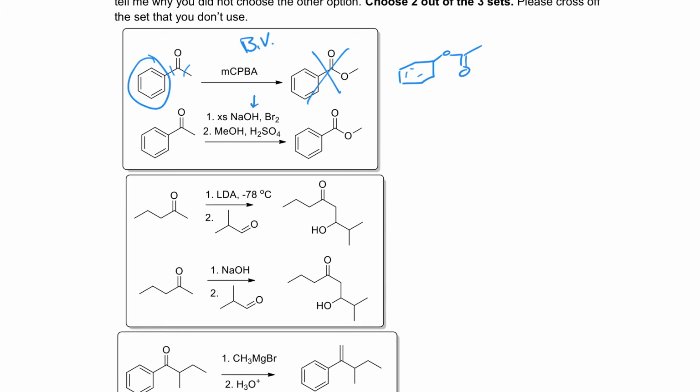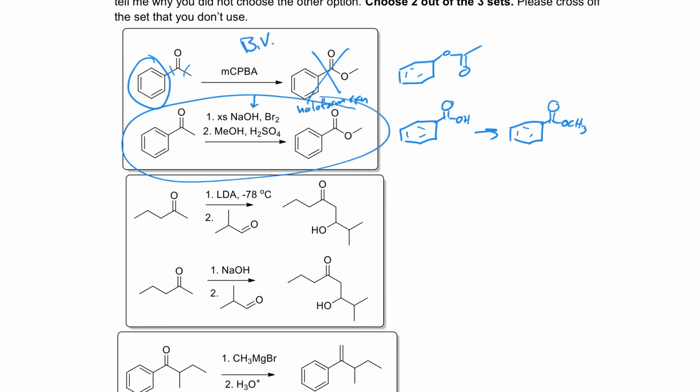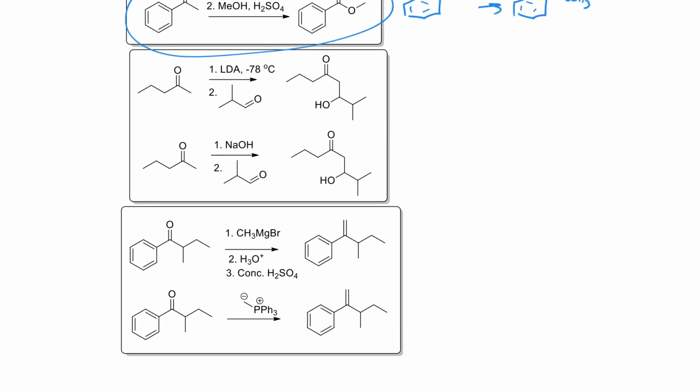Excess NaOH and Br2, that is the haloform reaction. And that would give us, and then the second step, methanol and acid, that's what we just did. That's Fischer esterification. We just did that mechanism on the previous page, so that would give us that. So definitely the bottom one will work just fine, no problems. Let's look at the next one.